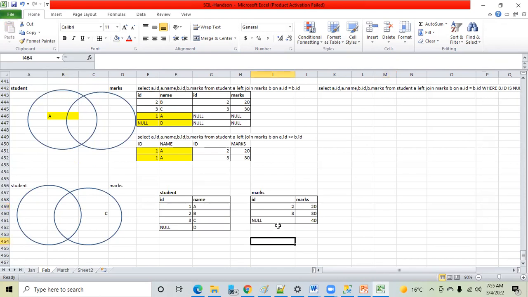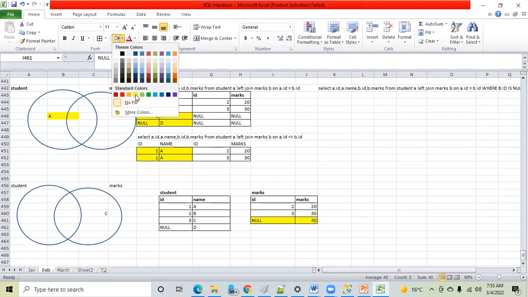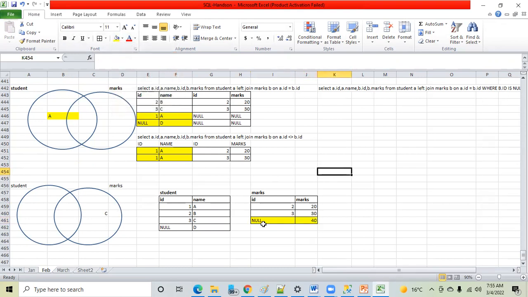Null 40. Null 40. Hope everyone understood this. Yes. Because this is the record which is left behind in the right table, marks. I want this now. Now tell me the query for this. Let's start with this one only.